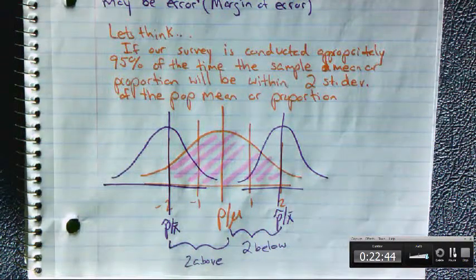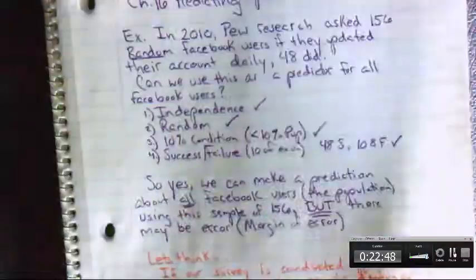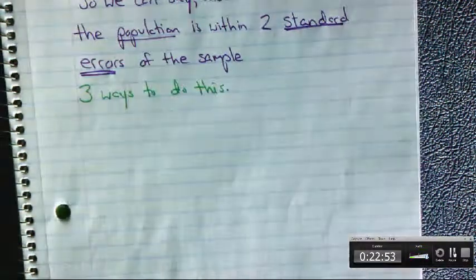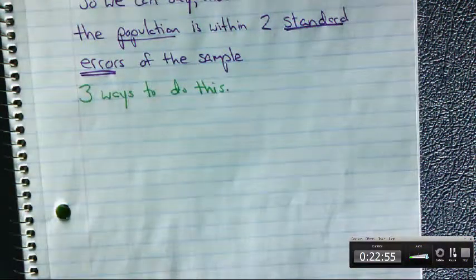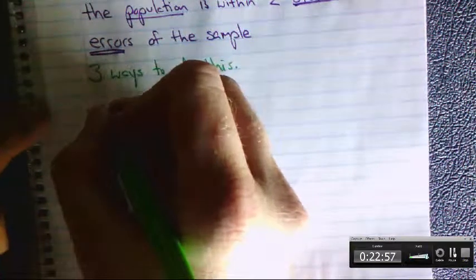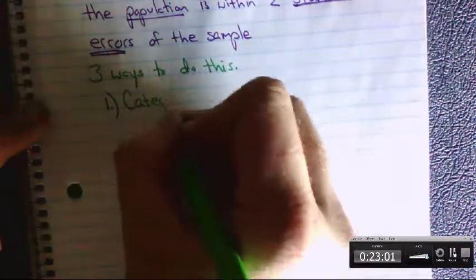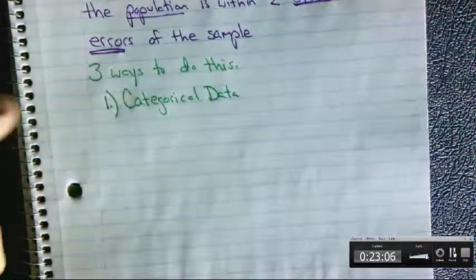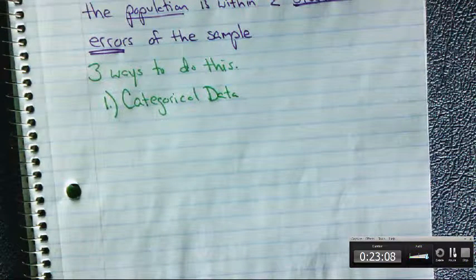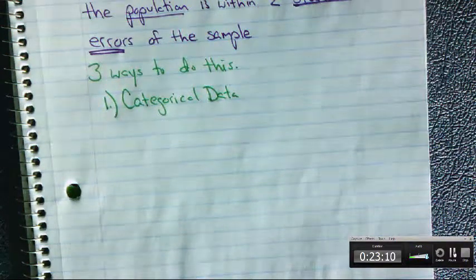Good. All right. There's 3 ways to do this. It's the same methods that we've been doing all year. Well, the same 2 methods. One way to do this is with categorical data. Categorical data means we're going to use means or proportions? Proportions. So we're going to be using percents and decimals.